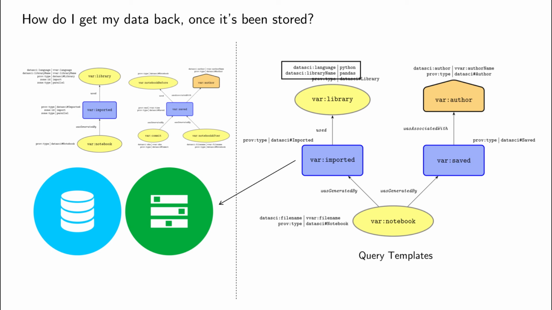However, in this case, any variables that are substituted with actual terms, so in this case we can see that the language and library name variables have been substituted with the words Python and pandas respectively, are used as search terms, and any variables that are left remaining are the values that you want to get back from your query. So if we specify a query here where only language and library name are substituted, but things like notebook name and author name are left blank, then we're intuitively asking if we can find those authors and the names of their notebooks that contain imports of the Python pandas library.